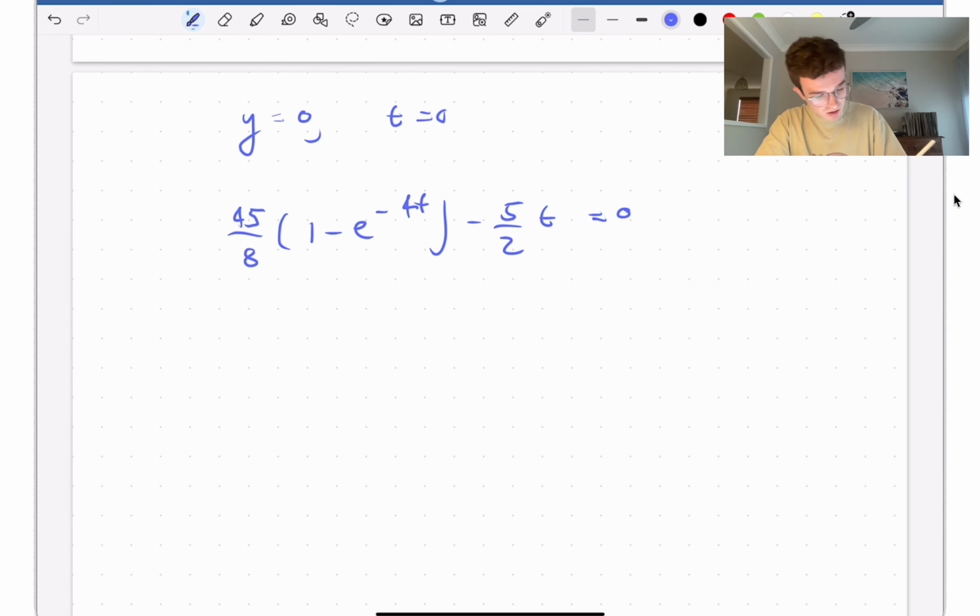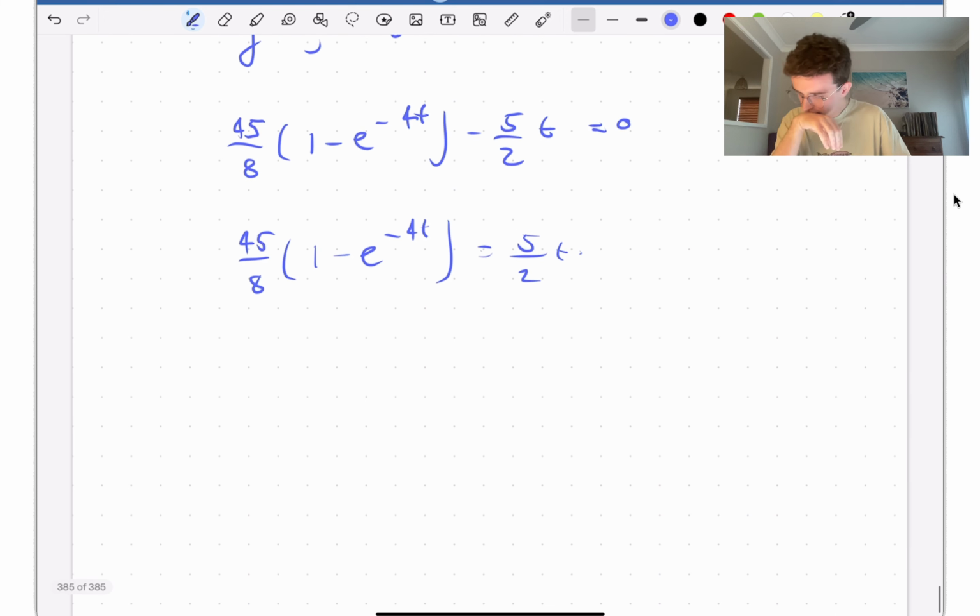Okay, let's have a go at solving these. So we've got 45 on 8, 1 minus e to the minus 4t is equal to 5 on 2 t. Now, if we divide the 45 on 8 to the other side, let's try that. 5 on 2 divided by 45 on 8, we get 4 on 9. So 1 minus e to the minus 4t is equal to 4 on 9 t.